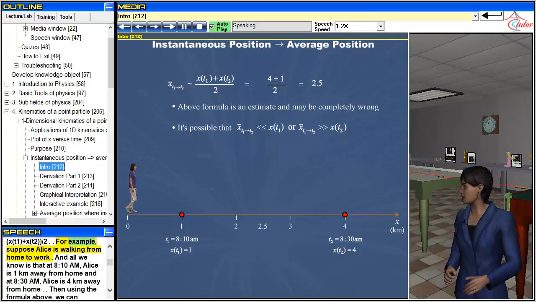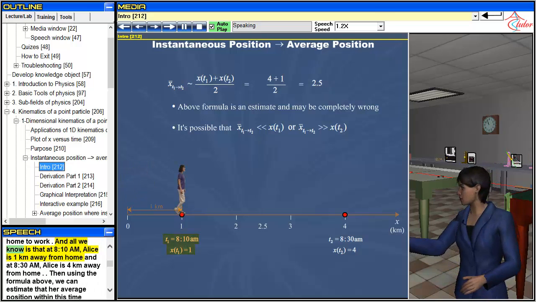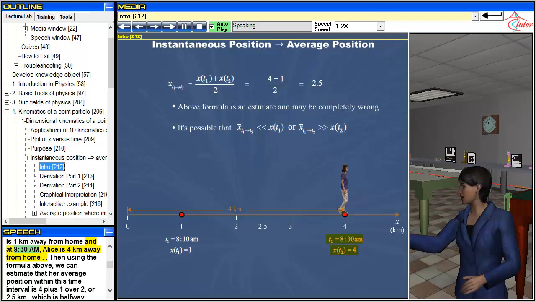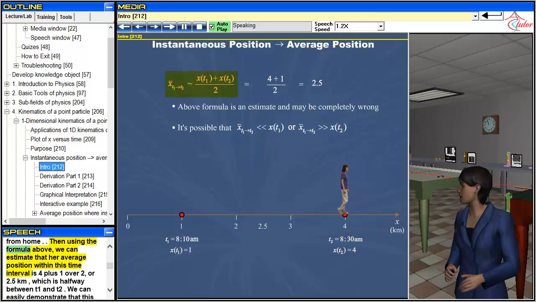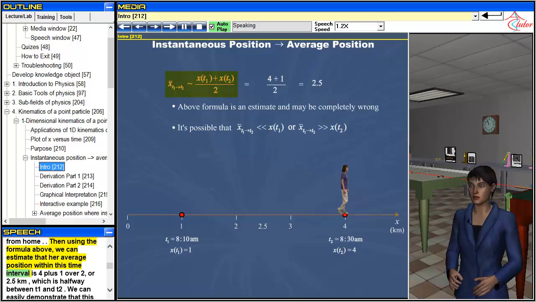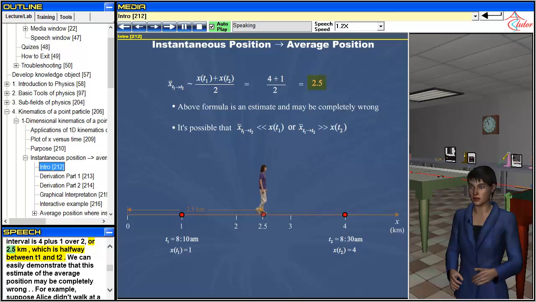For example, suppose Alice is walking from home to work. And all we know is that at 8:10 am, Alice is 1 kilometer away from home. And at 8:30 am, Alice is 4 kilometers away from home. Then using the formula above, we can estimate that her average position within this time interval is 4 plus 1 over 2, or 2.5 kilometers, which is halfway between t1 and t2.